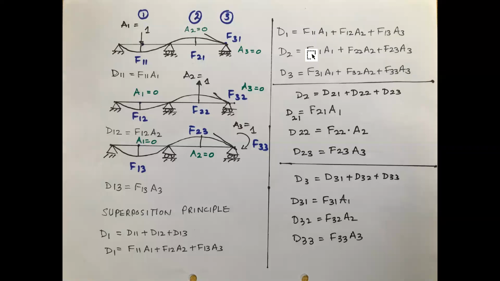But what are stiffness coefficients? Forces are on the left side, A1, A2, A3. And deflections, D1, D2, D3 are on the right hand side. Those are the stiffnesses that we'll see in the next part.